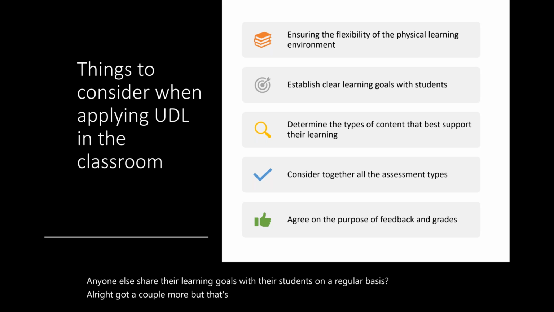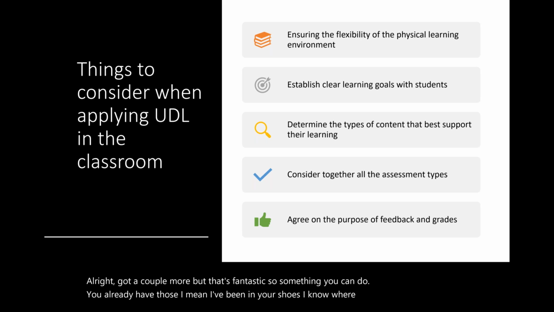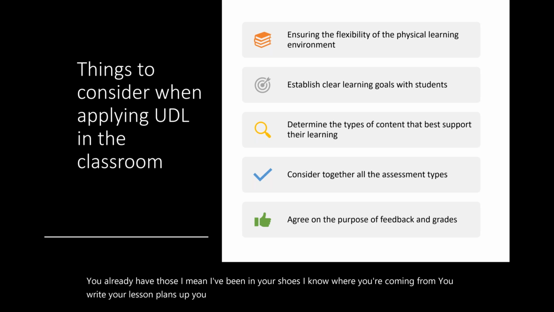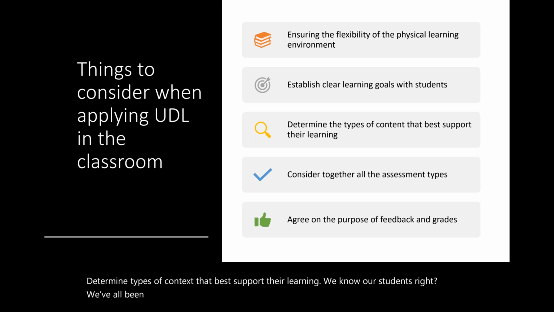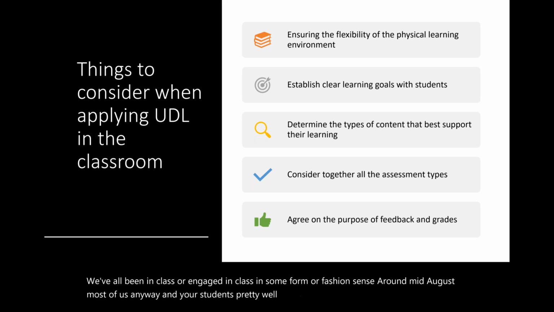So something you can do, you already have those. I mean, I've been in your shoes. I know where you're coming from. You write your lesson plans up. You know what your learning goals are. Go ahead and share those with your students. Determine types of contexts that best support their learning. We know our students, right? We've all been in class or engaged in class in some form or fashion since around mid-August, most of us anyway. And you know your students pretty well. So determine the types of contexts that best support their learning.